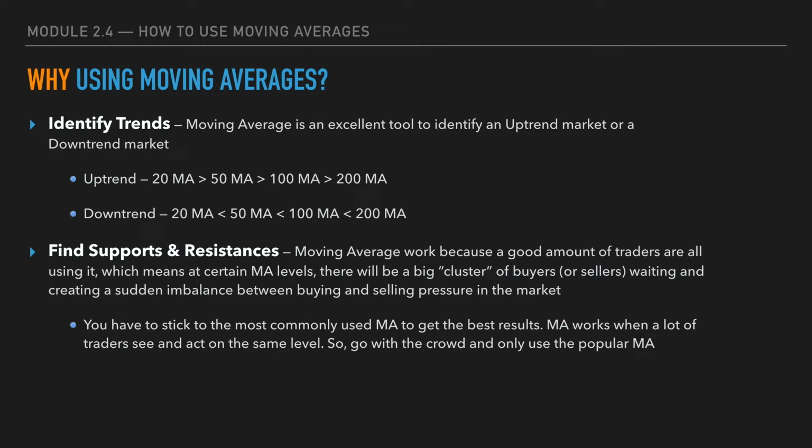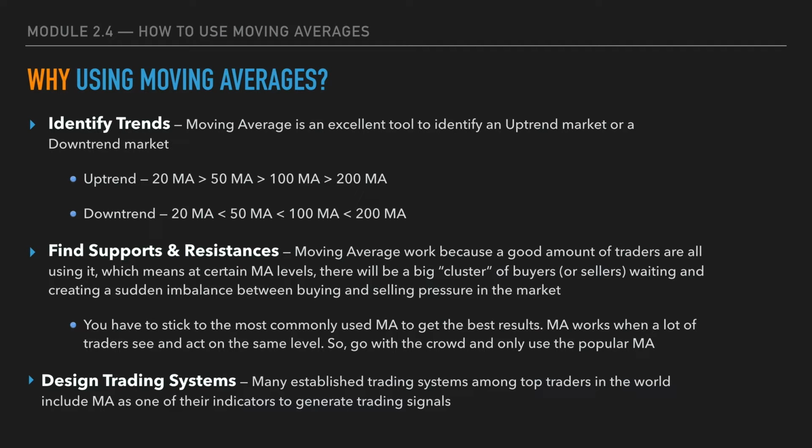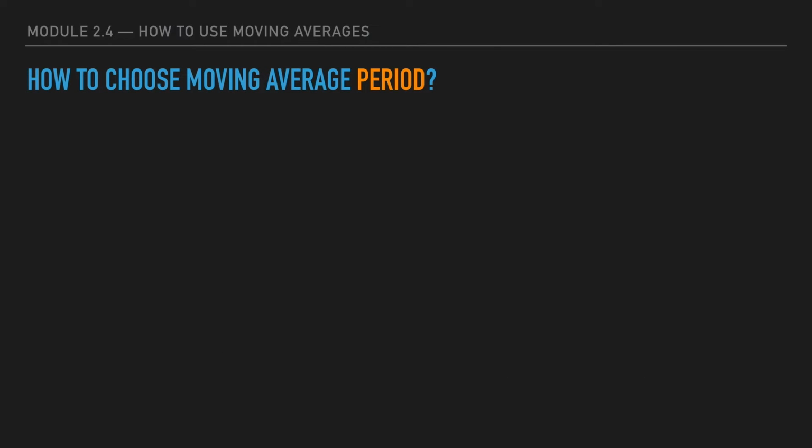And one thing to remember is that you have to stick to the most commonly used moving averages to get the best result. Moving average work well only when a lot of traders see and act on the same level. So go with the crowds and only use the common moving averages like we mentioned before, 20-day, 50-day, 100-day, 200 days. Then the third reason why traders use moving averages is to help them design trading system. Many established trading systems among top traders in the world include moving averages as one of their indicators to generate the trading signals. So how to choose the right moving average period?